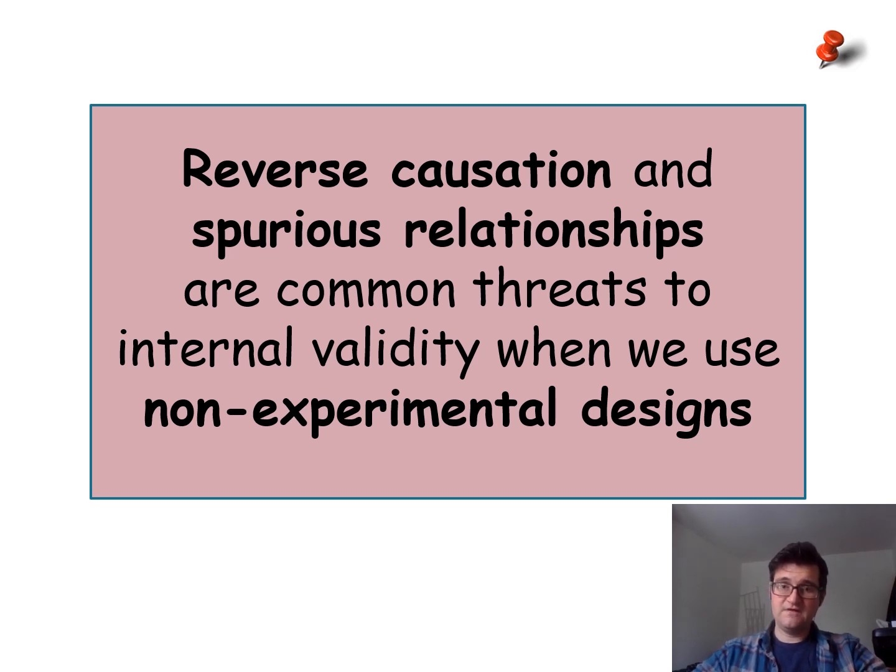So those are the two things that are particularly common threats in non-experimental research. Reverse causation is when the dependent variable actually causes the independent variable. Like I said, that can also include bidirectional causation, so that they both influence one another. I think that's the case with something as simple as electromagnetic waves, right? It's not like an electric field causes a magnetic field or a magnetic field causes an electric field. They both simultaneously cause one another to exist.